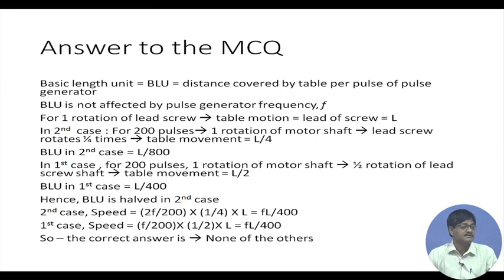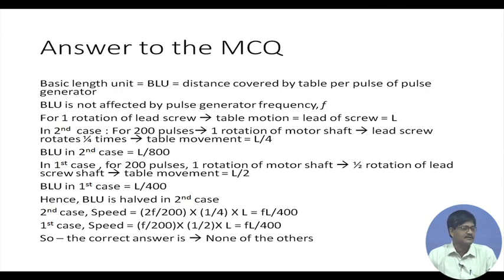So, in the second case, for 200 pulses, one rotation of the motor shaft gives rise to 1/4 rotation of the lead screw due to the presence of the gearbox, which gives rise to L/4 millimeters of movement of the table. So, second case, for 200 pulses, the movement is L/4, and therefore, the basic length unit in the second case will be L/800 by unitary method. 200 pulses L/4. So, 1 pulse L/800.